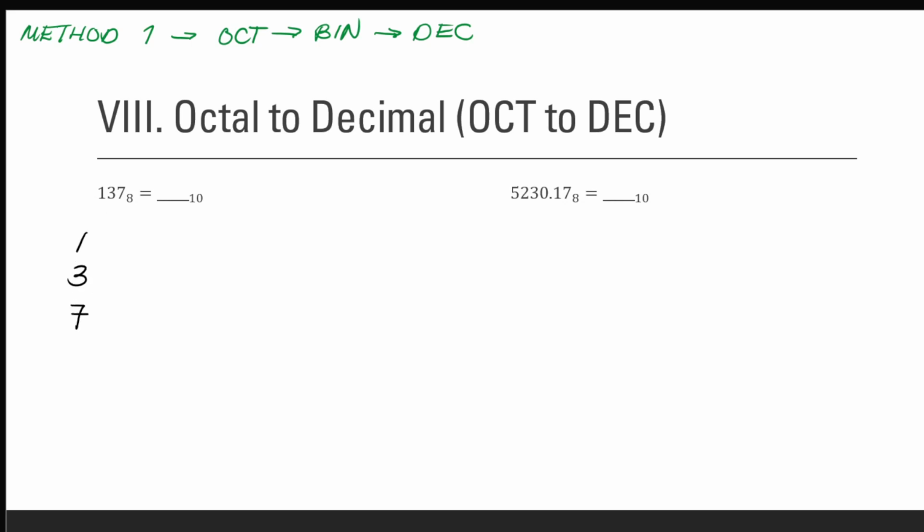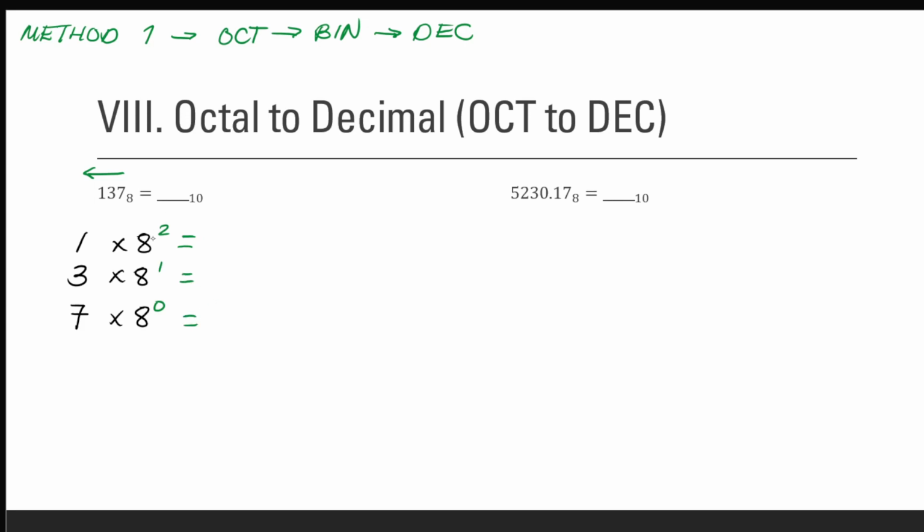Then we're going to multiply it by 8 lahat, of course, with our exponent kung pang-ilan yung placement ng ating digits. Now, we will always start with 0 from the right, going to the left. Okay, so start tayo sa 0. So, we have 8 raised to 0, 8 raised to 1, and 8 squared. Okay, then just get the equivalent.